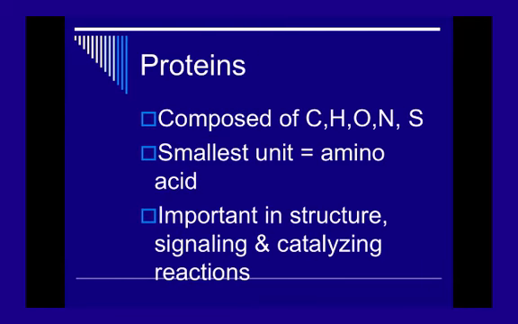The third type of macromolecule is proteins. Proteins are composed of carbon, hydrogen, oxygen, nitrogen, which is new, and sulfur. The smallest subunit of a protein is an amino acid. Proteins are important in the structure of cells, cell signaling, and catalyzing reactions, or making them go faster.